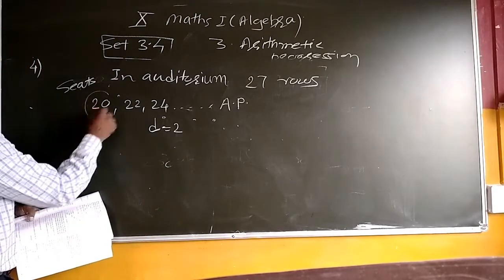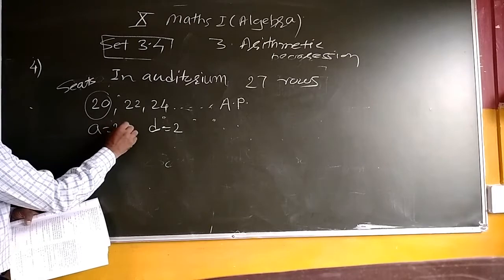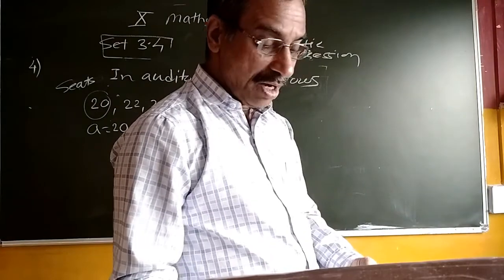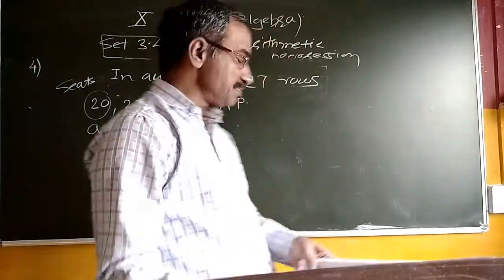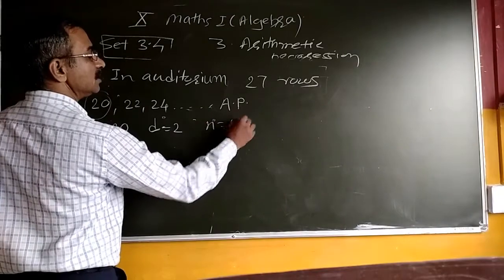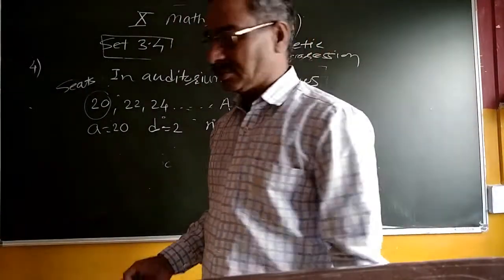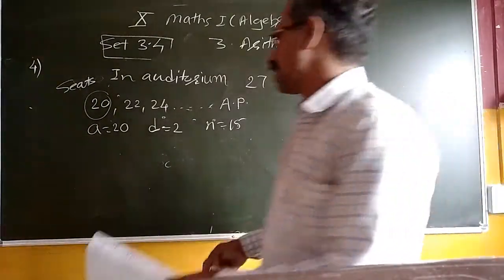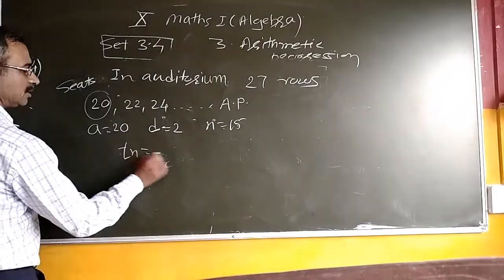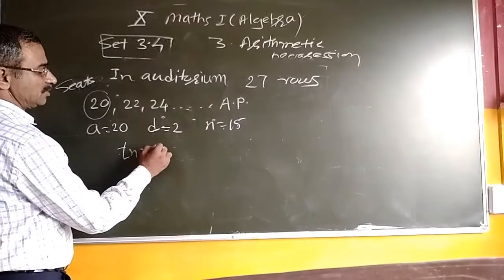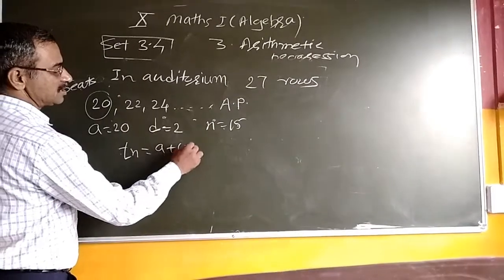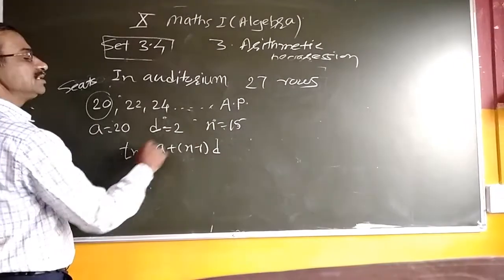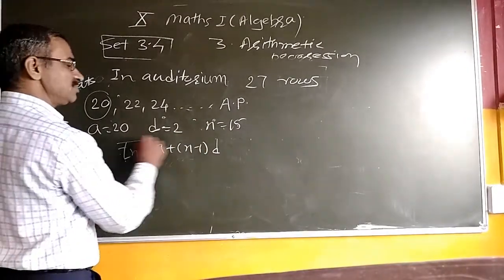So the value of a, the first term, is 20. Then what do they ask? They ask the number of seats in the 15th row. Means n is equal to 15. Here they do not want the total seats. They want how many seats in the 15th row. So for solving it, we are using the Tn formula: Tn is equal to a plus n minus 1 d, because here you want to find the term. Here you want how many seats, means the term. So we are using this formula.